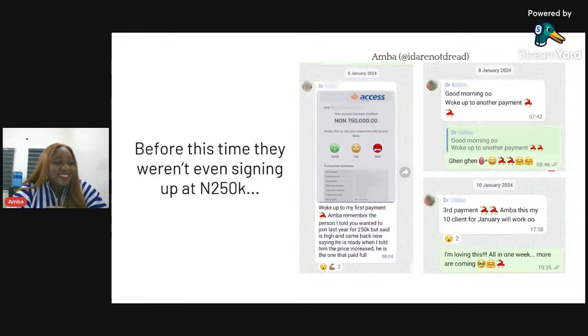What changed? Now she knew how to position herself better. She knew exactly what to say. She knew how to meet people at the point of their desired outcome. She knew what to do. 2 days later, this was the 5th, this was the 8th. 3 days later, she comes back. Woke up to another payment. Of course. Next thing, 2 days later, she comes again. 3rd payment. Amber, this is my 10 clients for January.